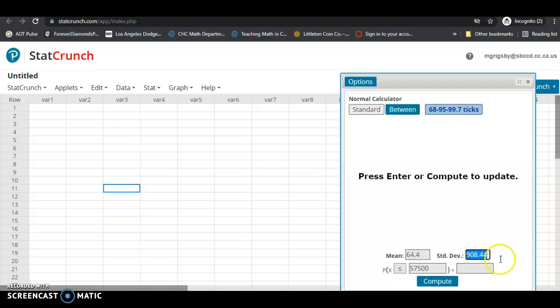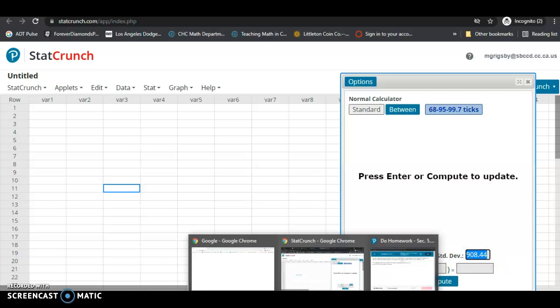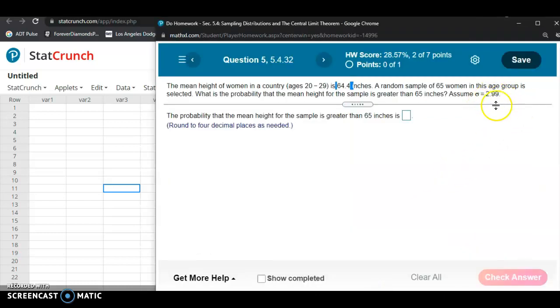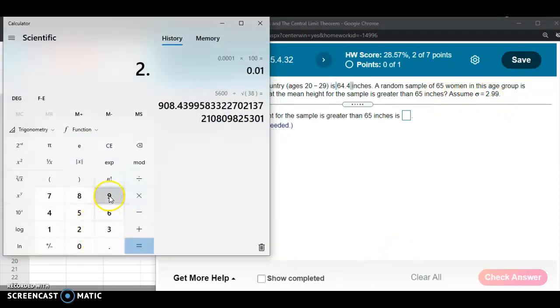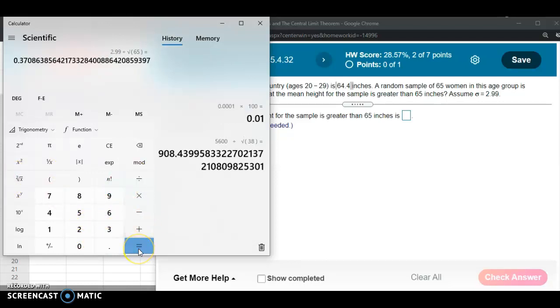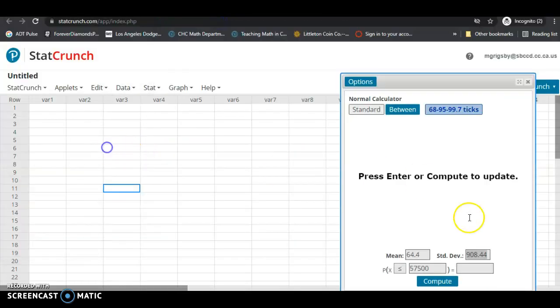Now how about the standard deviation of the sample means? Remember that's equal to the standard deviation of the population divided by the square root of the sample size. So we're going to input that into our calculators: 2.99 divided by the square root of 65. And this number here is 0.370. Let's round that to 3 decimal places. Usually 2 to 3 decimal places for the standard deviation of the sample means is sufficient. So that 0 is going to get rounded up to 1, so 0.371 is our standard deviation.